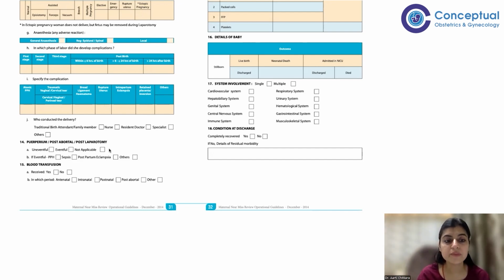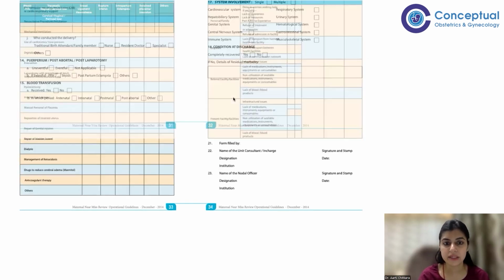Then is peripartum, postpartum, post-abortal, post-hysterectomy, and blood transfusions, whether she received them or not, and what was the quantity of blood transfusions and different units that she received. Then it is important to discuss the details of the baby, whether the baby received an ICU admission or not. And lastly, we discuss the system involvement, whether it was single organ involvement or multi-system organ involvement. Finally, we discuss the condition at discharge, whether the woman has completely recovered or not. And if no, what were the details of the residual morbidity?